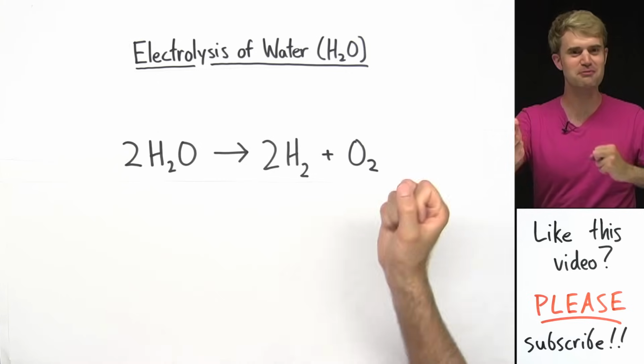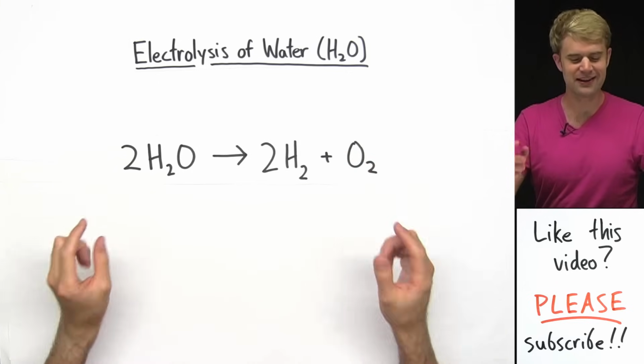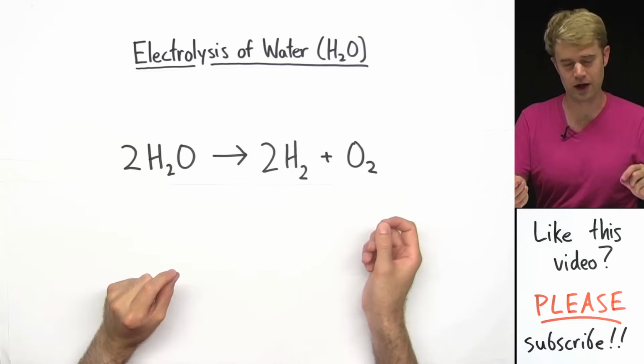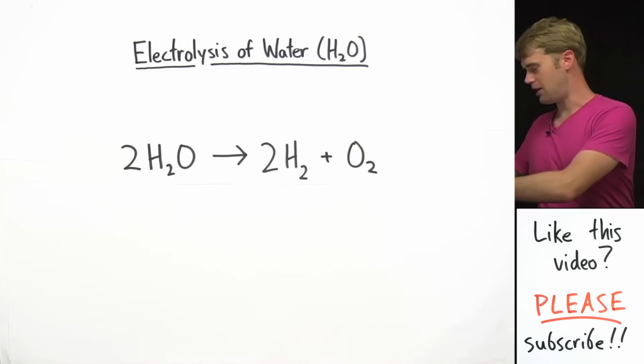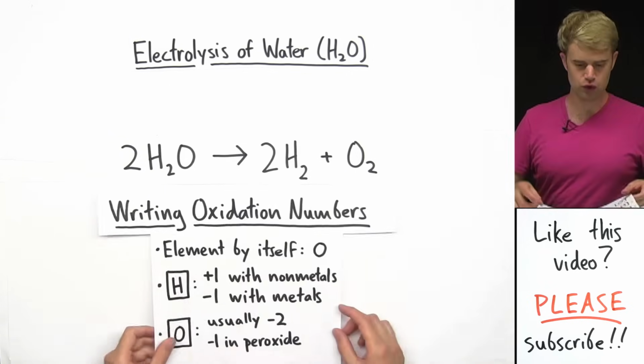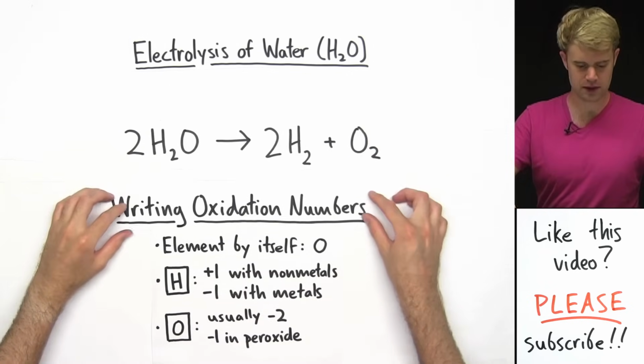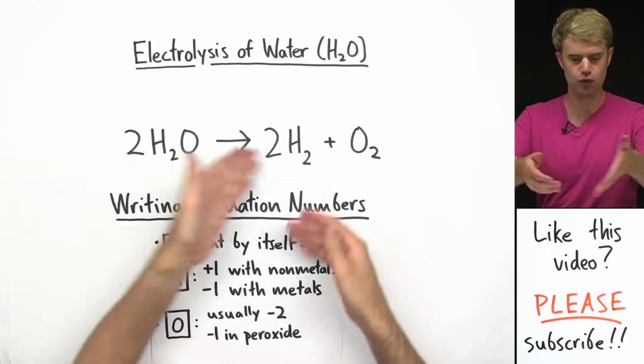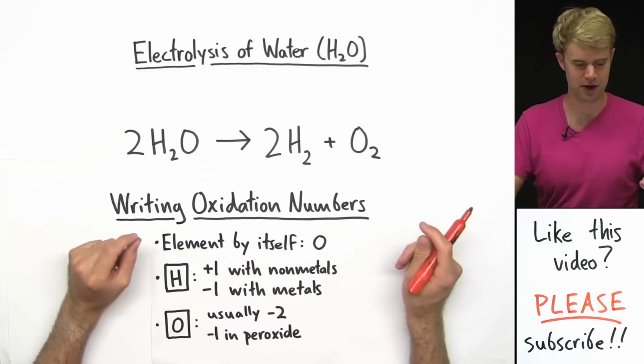So electrons are moving, they're being transferred. Let's figure out how they're being transferred by looking at the oxidation numbers. I've got some rules for writing oxidation numbers here. These are just a few of them, just the ones that are relevant to the equation that I'm talking about here.